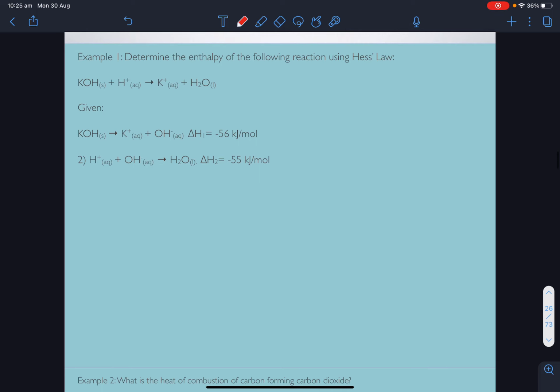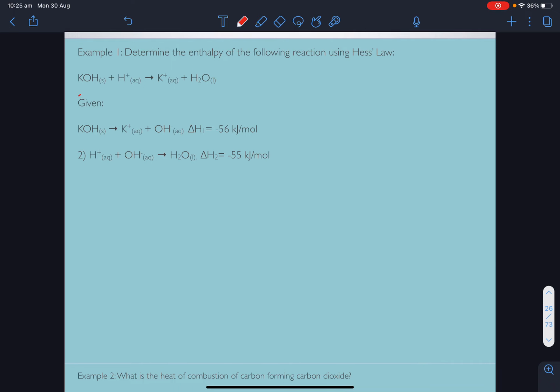Let's do an example here. Okay, determine the enthalpy for this reaction using Hess's law. Okay, so we've got potassium hydroxide and hydrogen ions going to potassium ions plus water.